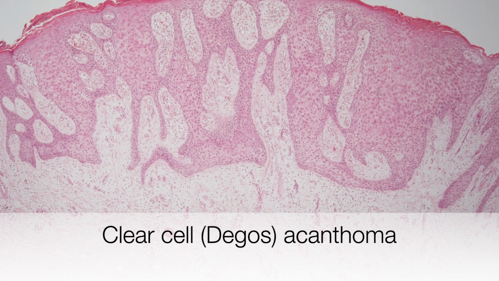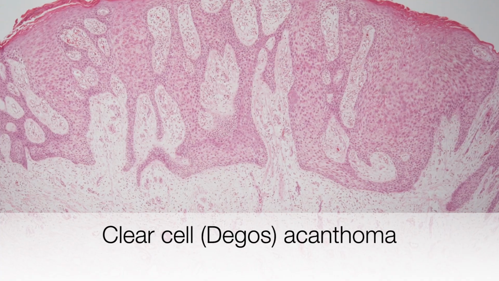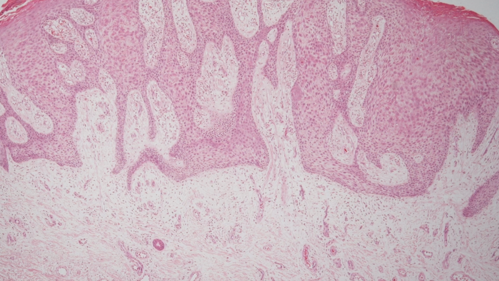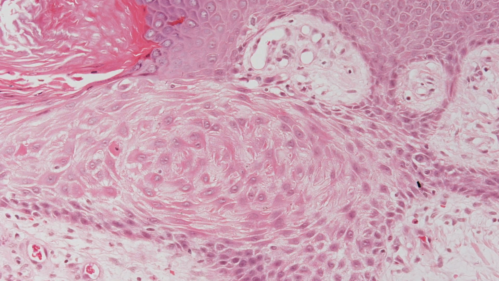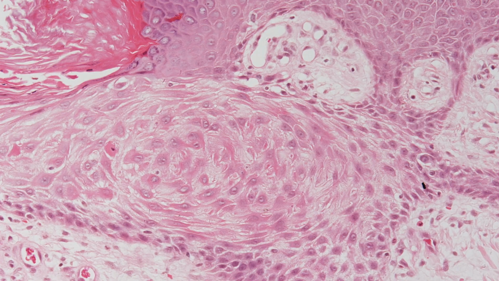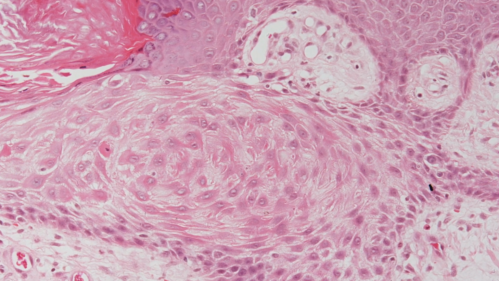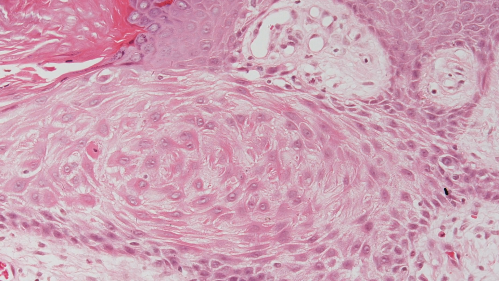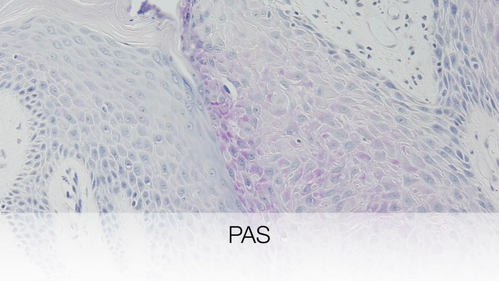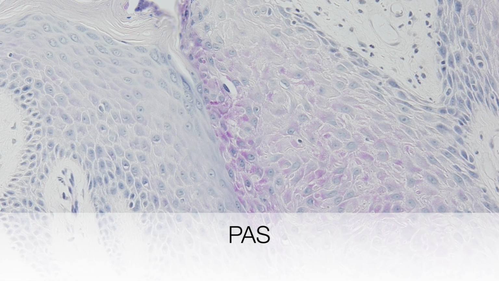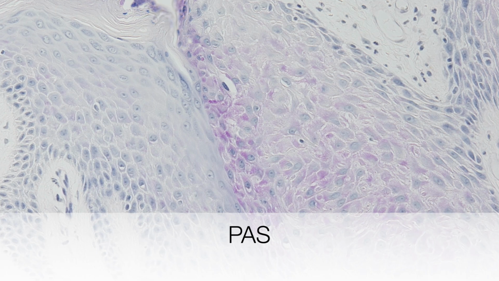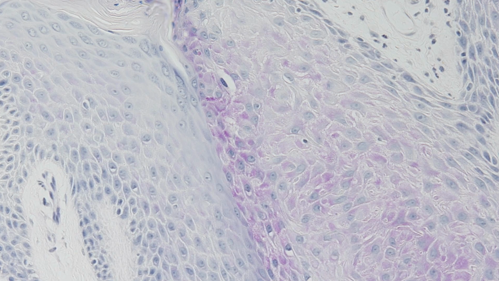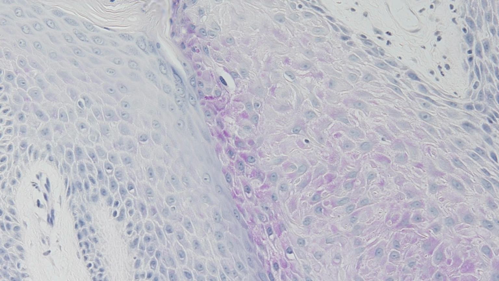Case number 1 is a clear cell acanthoma. Here you can see the abrupt transition from the clear cell part of the lesion to the adjacent skin. And this is the clear cell acanthoma stained with PAS, and the lesion is clear cell because of the abundant glycogen, which stains positively with PAS, and it stains magenta.